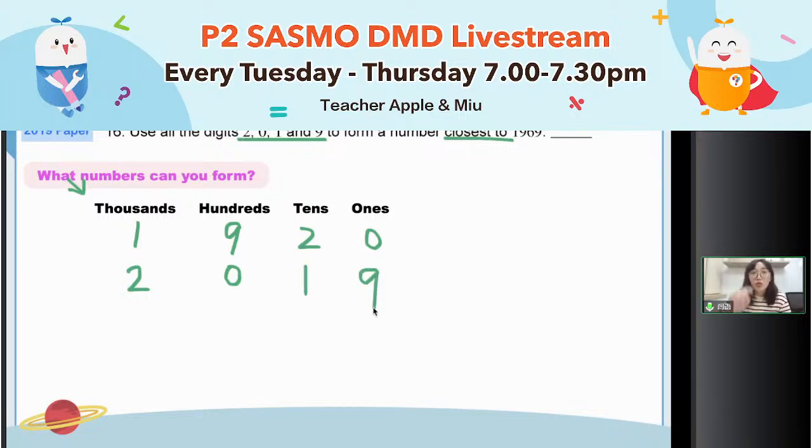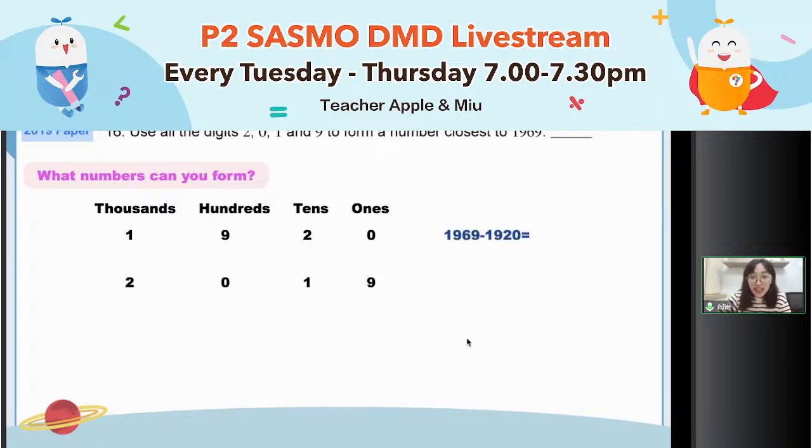After that, you need to double check which one is closer to 1,969. For the last step, you need to check the difference. How to find the difference? We apply subtraction. 1,969 minus 1,920 equals, what is the difference here? You see, the difference is 49, right?